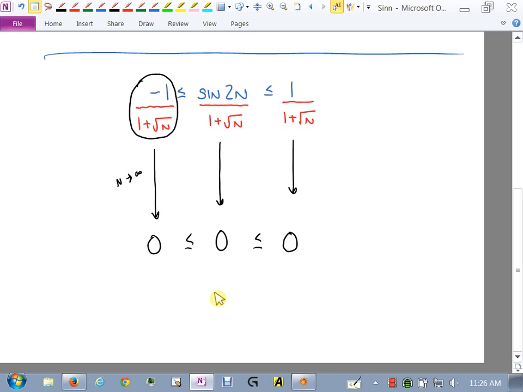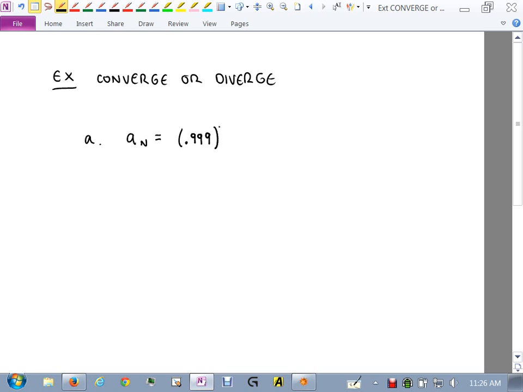Okay, let's try some more stuff that's not so obvious. How about this one? This is not necessarily squeeze theorem. Just tell me if this converges or diverges. Let's do a couple of parts. Part A: a sub n equals 0.999 to the n.